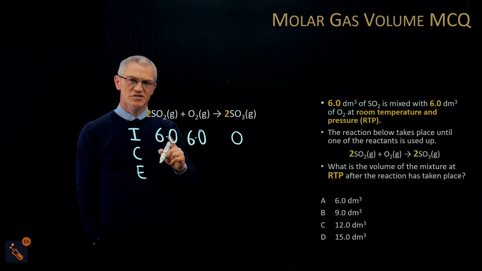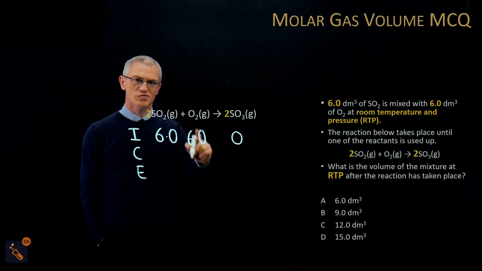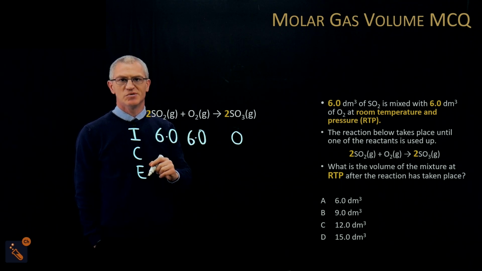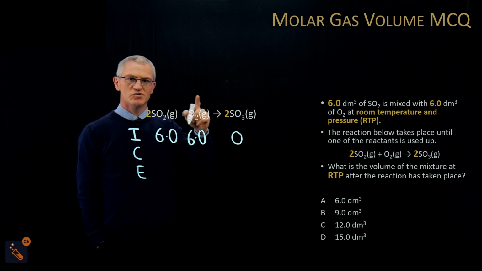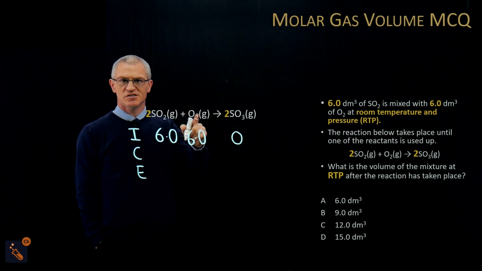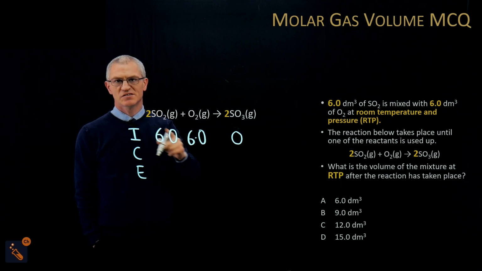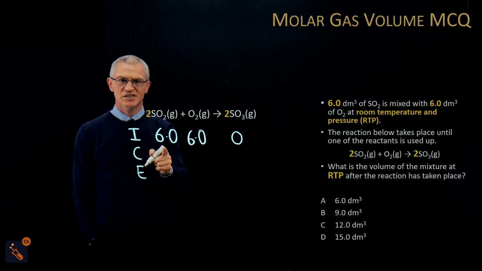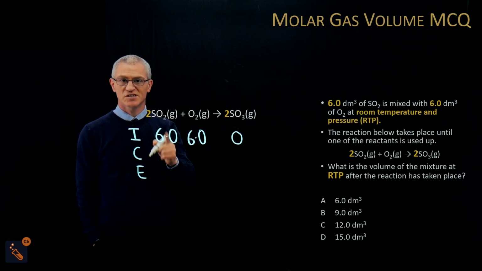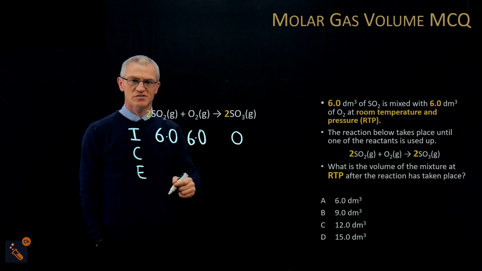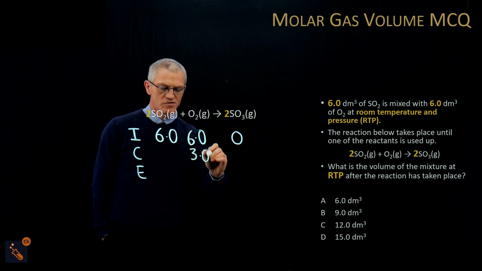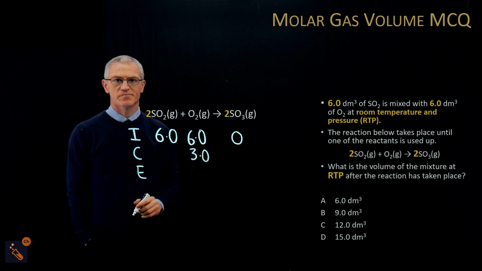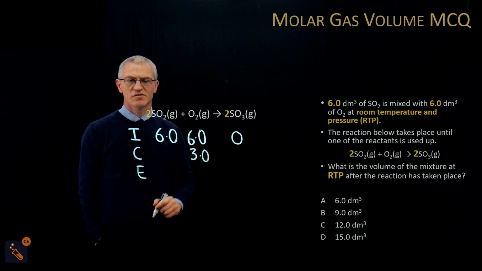Then we know there's the same number of moles of each, because it's at RTP, and we also know that it's a 2 to 1 ratio. That means 1 part of SO2 will use up half a part of the oxygen. If I have 2 moles of this, it will use up 1 mole of this. Or if I have 6 moles of this, really important, it will use up 3 moles of this. So the change, and C is the change, goes from 6 to 3.